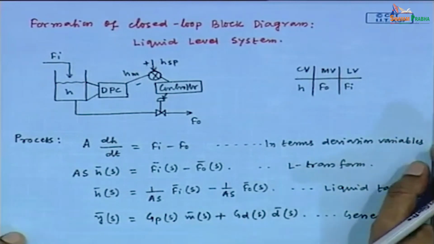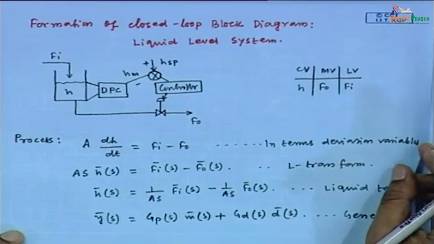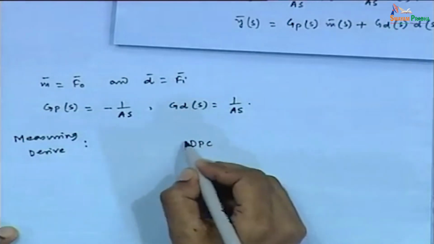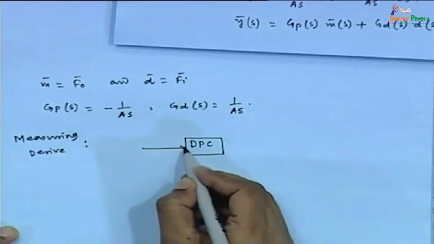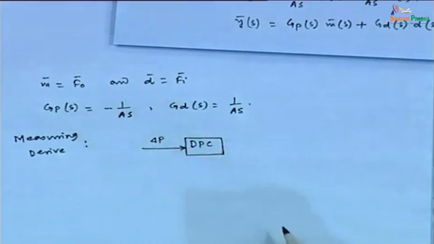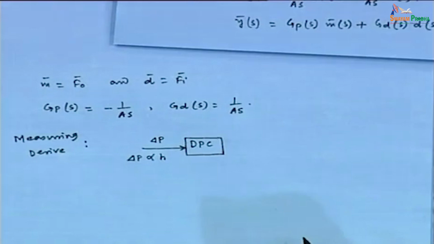So, here the measuring device is the differential pressure cell. We need to find the transfer function of that differential pressure cell. What is the input to this differential pressure cell? Input is the pressure difference del P, and we can consider del P proportional to liquid height.